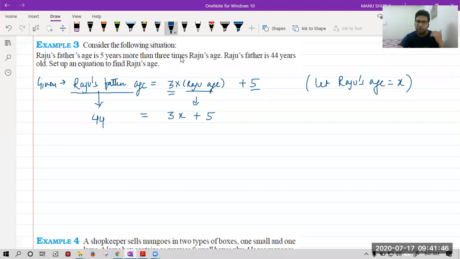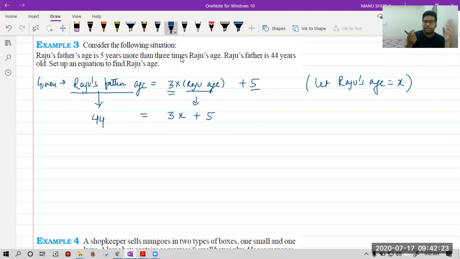Okay, but with time, I don't understand. Ryan, first try to understand the statement of the question. I'm explaining in Hindi for you so that you can understand better. They are saying Raju's father's age is 5 years more than what? Please tell me. Ryan, please try. Raju's father's age is 5 years more than 3 times Raju's age.